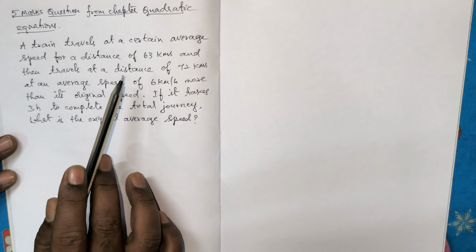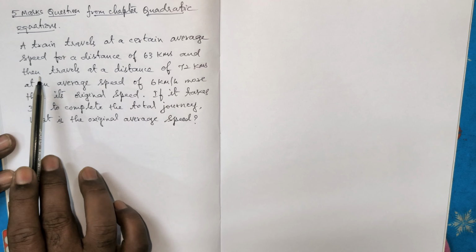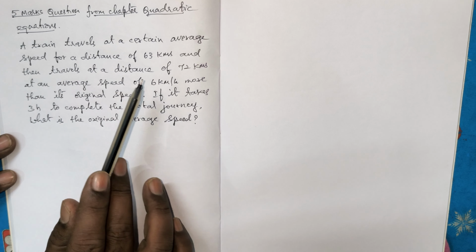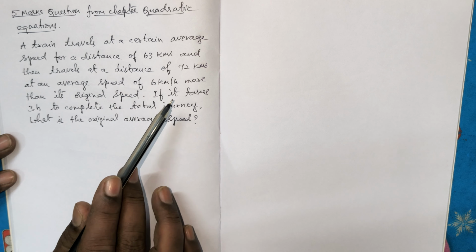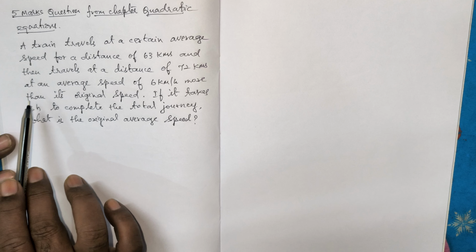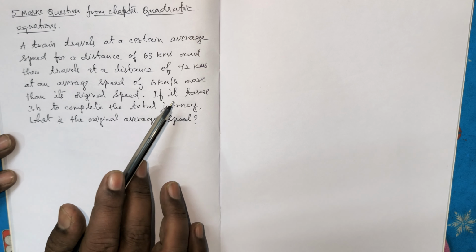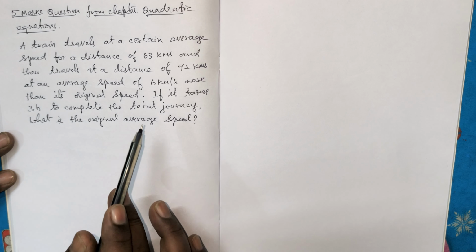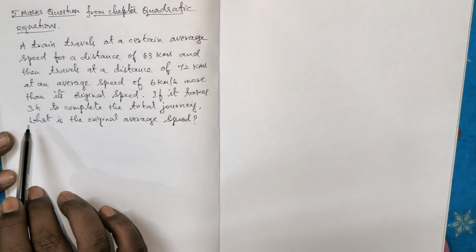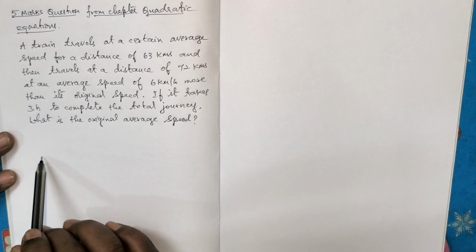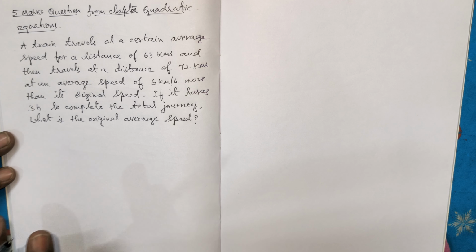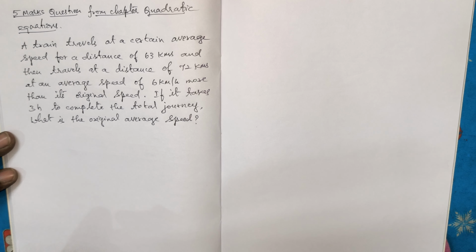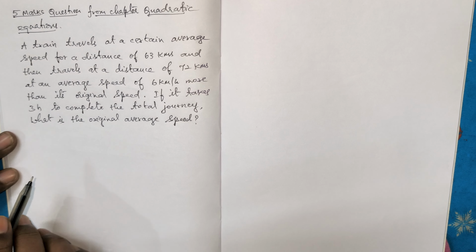Here I have taken one question. A train travels at a certain average speed for a distance of 63 kilometers and then travels a distance of 72 kilometers at an average speed of 6 kilometers per hour more than its original speed. If it takes 3 hours to complete the total journey, what is the original average speed of the train? This is the question. So, how to find out the original average speed here? Let us see now.